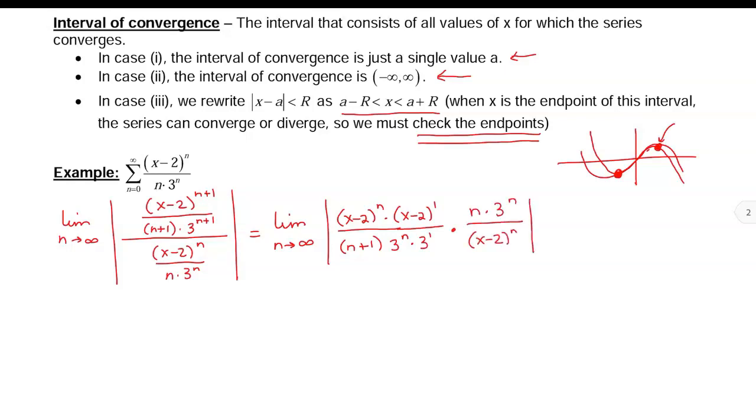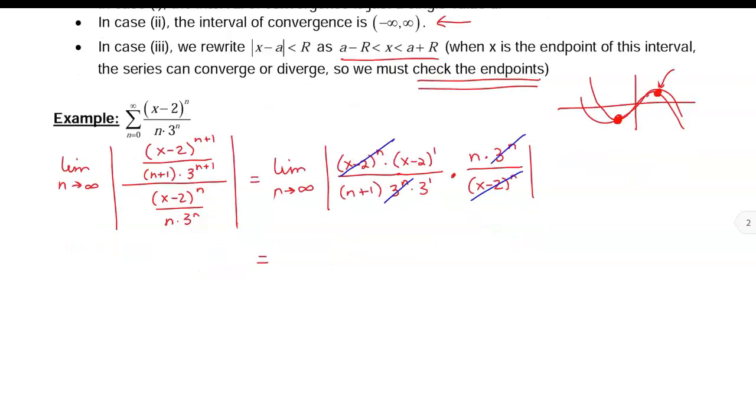Now I can do some canceling. Cancel the (x − 2)^n. Cancel 3^n. This limit is on n, so we do not need to keep the 1/3 inside of the absolute value. We don't need to keep the (x − 2) quantity there. So bring out the 1/3 and bring out the absolute value of x − 2, because we're only taking the limit on n, not on x.